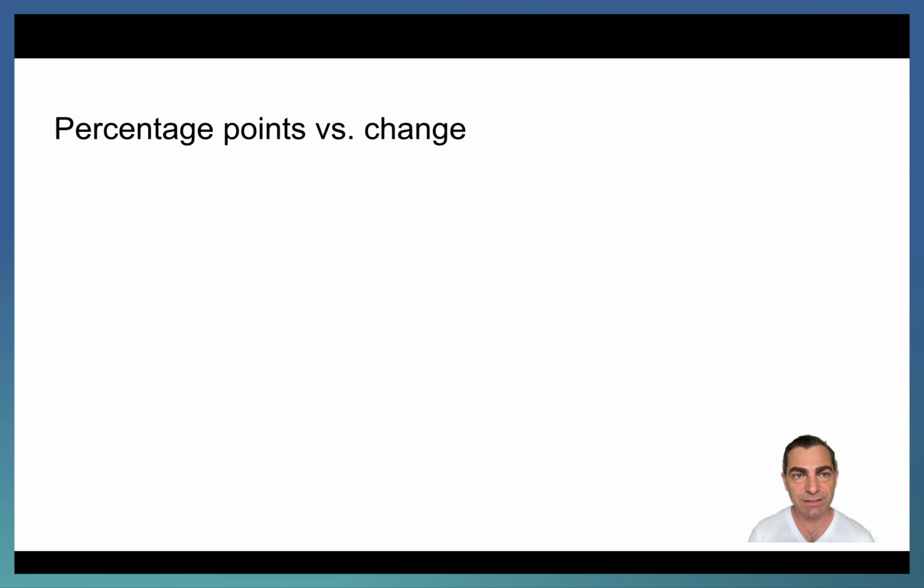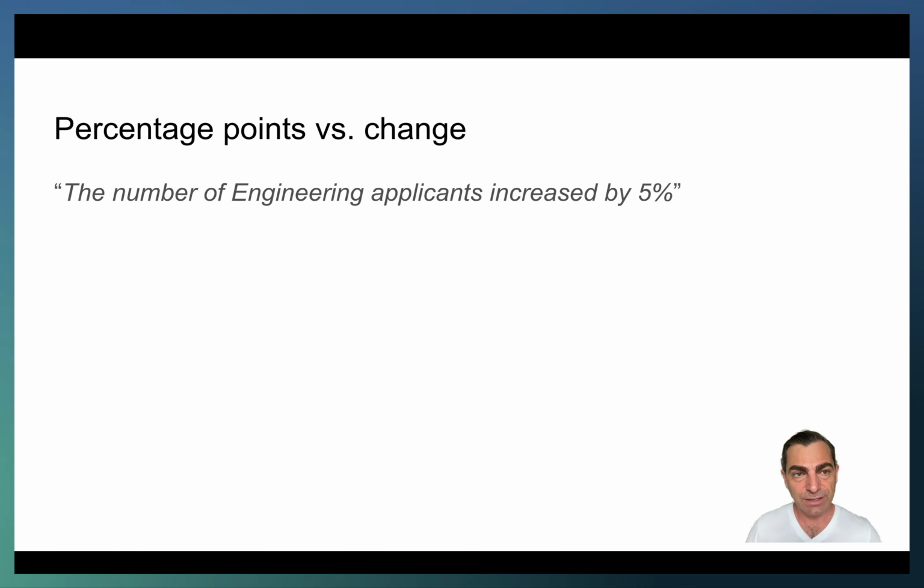So let's look at percentage points versus percentage change. Let's look at this statement. The number of engineering applicants increased by 5%. So I want to encourage you to think for a moment about what this 5% means. Let's imagine that is the increase between previous year and current year. Okay, it doesn't really matter. So what does it mean that it increased by 5%? How is that 5% calculated? Try to think about it for a moment.